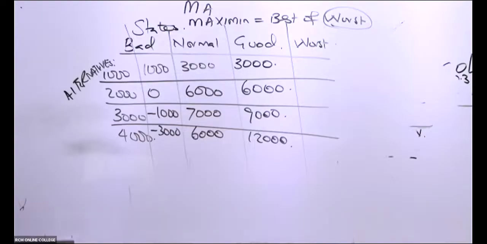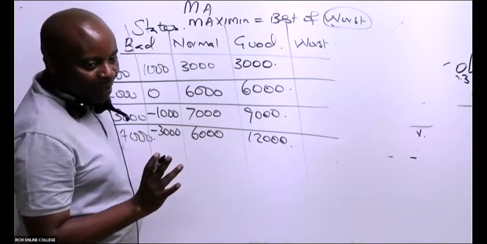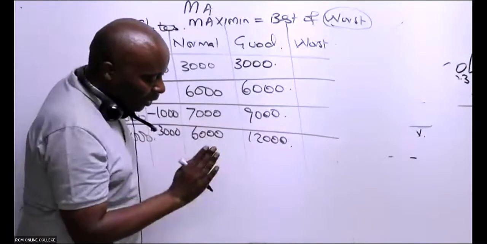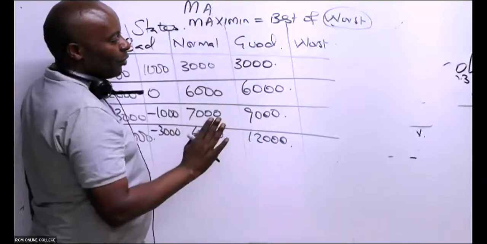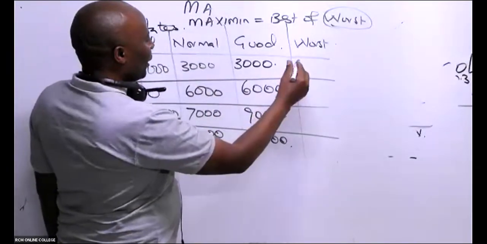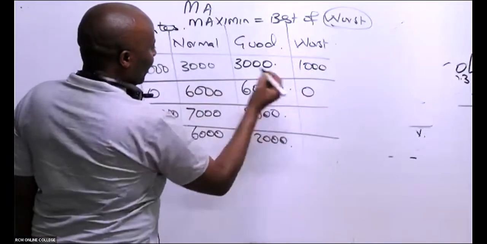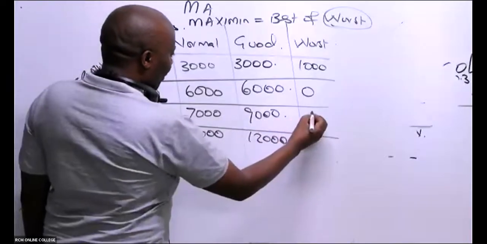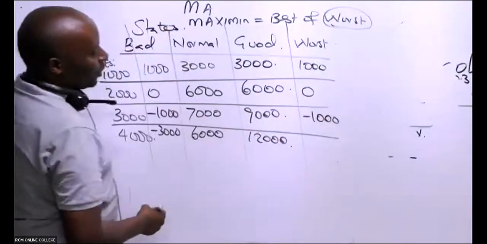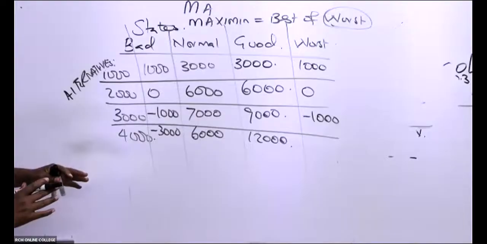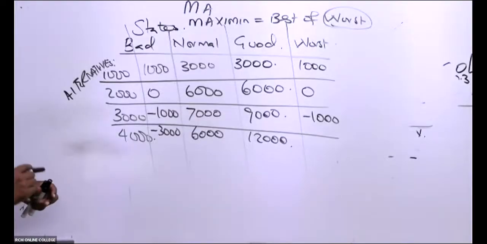Please remember you have not been asked about maximax. Don't answer what the examiner has not asked. The first one is maximin. You shall always answer what the examiner asks you. So the worst in this case will be 1,000. How about the very lowest here? Negative 1,000. You can just put negative like that, it's easier.